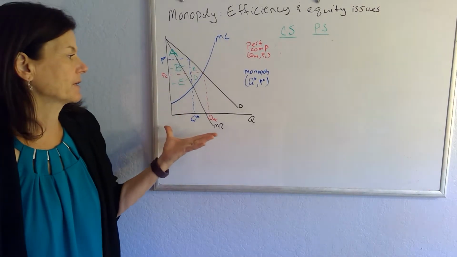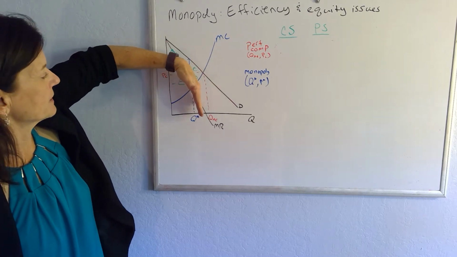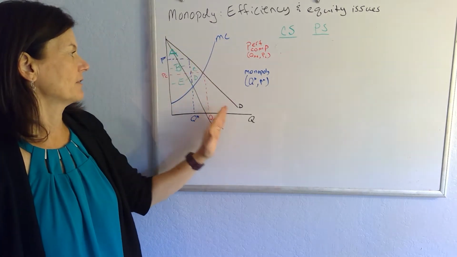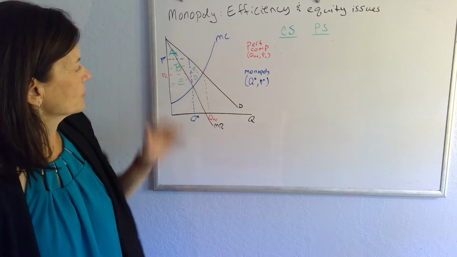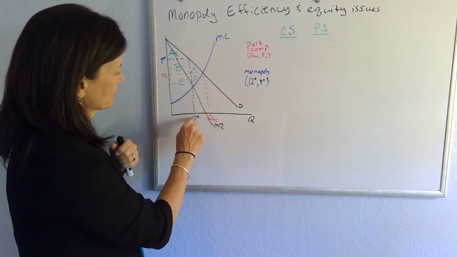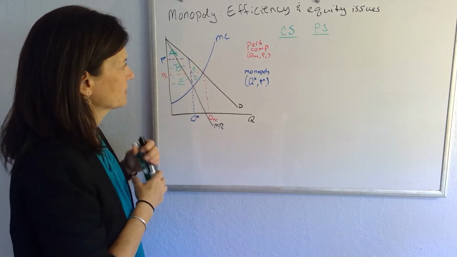So we know what a monopoly graph looks like. We've got the downward sloping demand curve, the marginal revenue curve that lies beneath it, because at every level of output, price is greater than marginal revenue. And then the marginal cost curve, profit maximized where marginal revenue equals marginal cost. There's Q star followed up to the demand curve. That's the price they're going to pay.